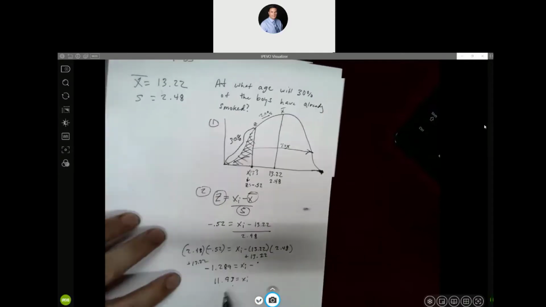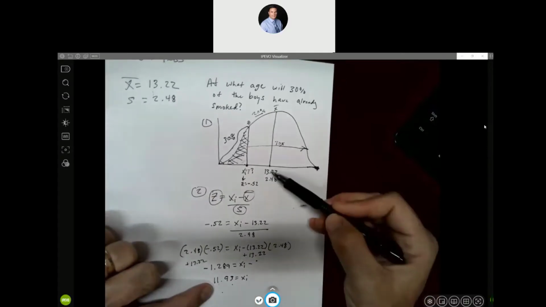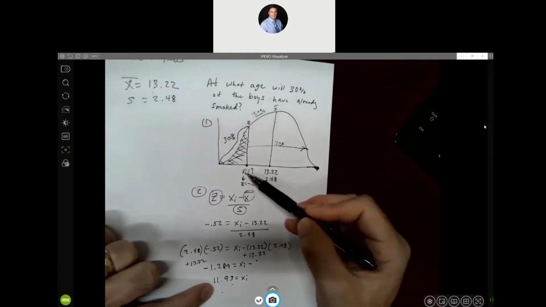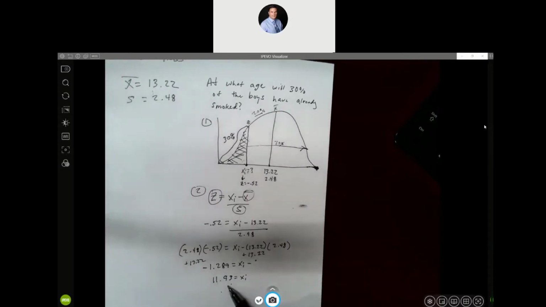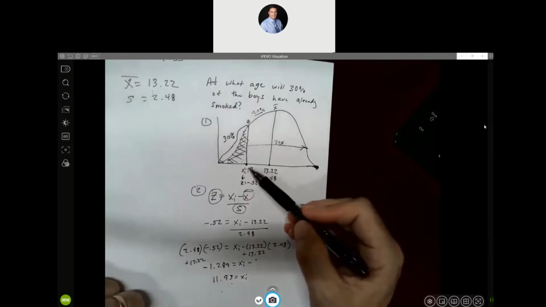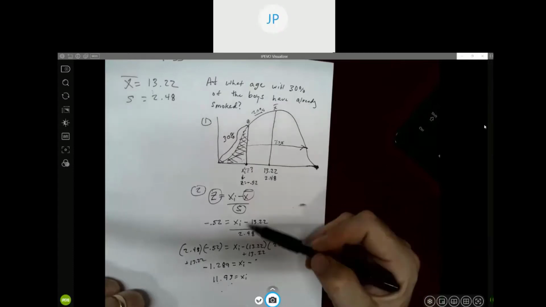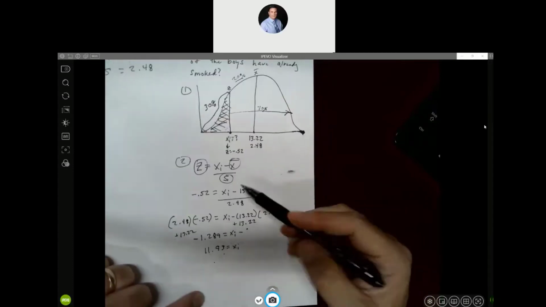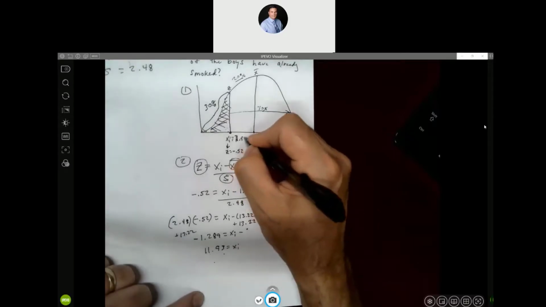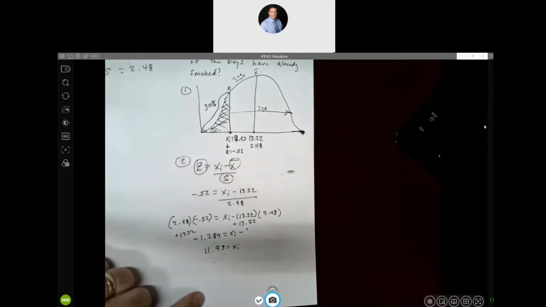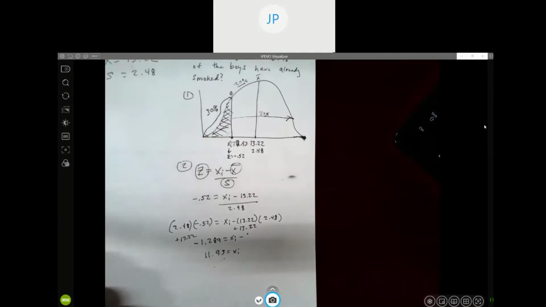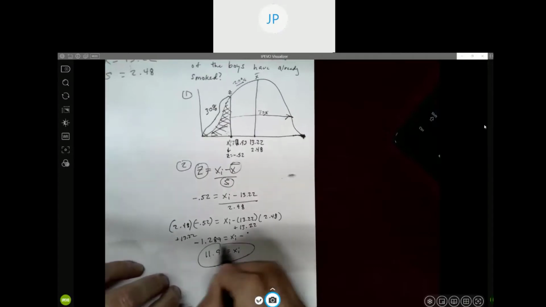Now I knew that this x sub I was going to be smaller than the mean, right? Because it's down here. If I calculated this and it was 27, there's no possible way this score could be 27, because this score has to be lower than the mean. Do you guys see that? This score has to be lower than the mean. So this score is 11.93. That score is 11.93. So my answer is this.